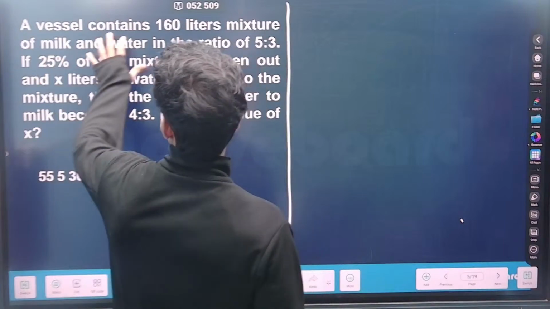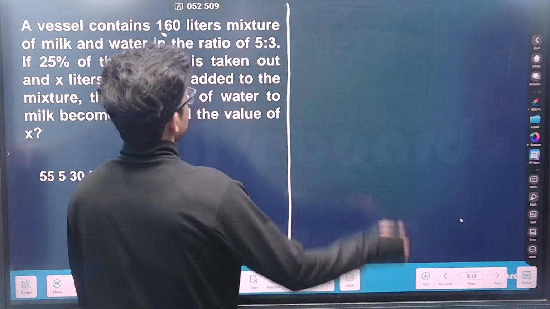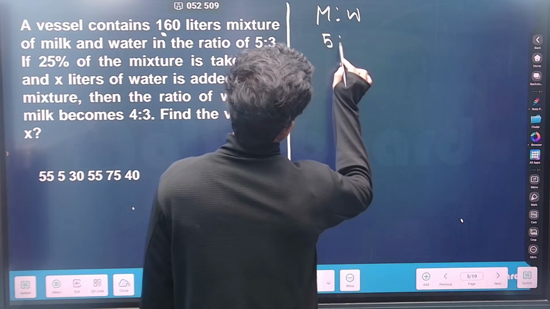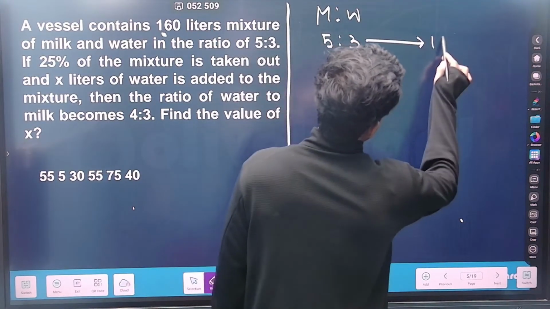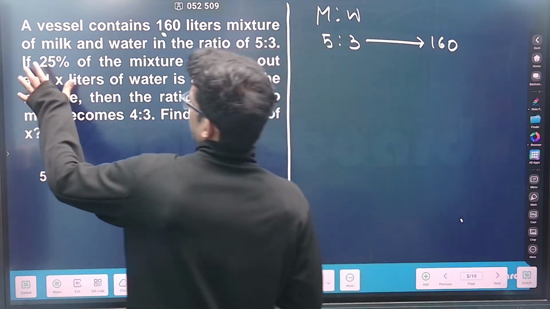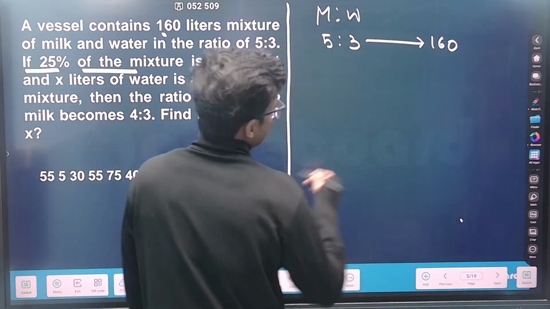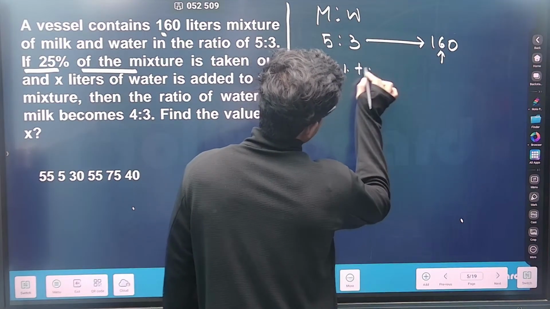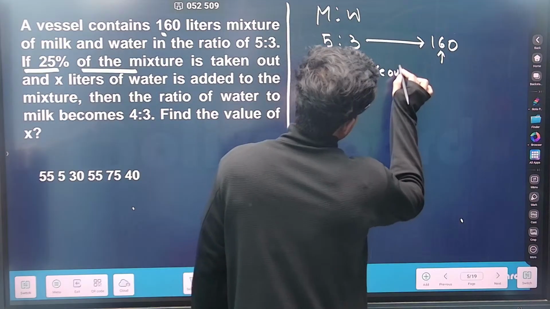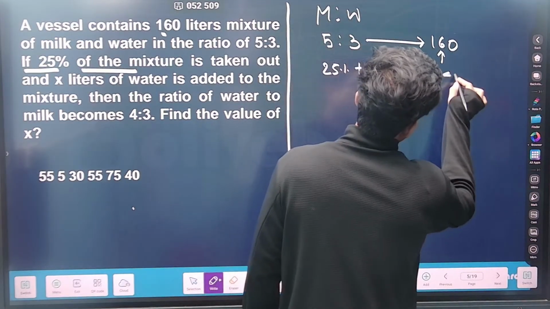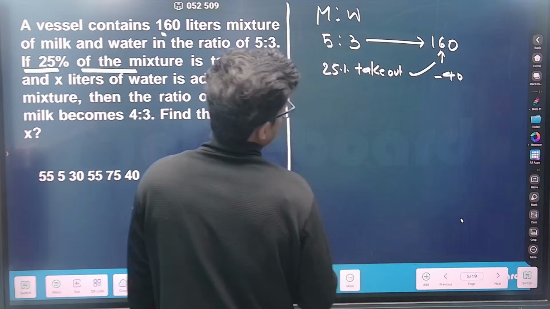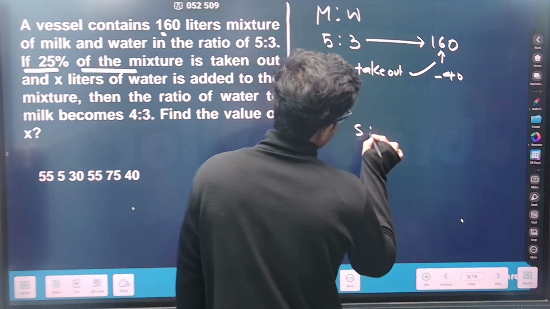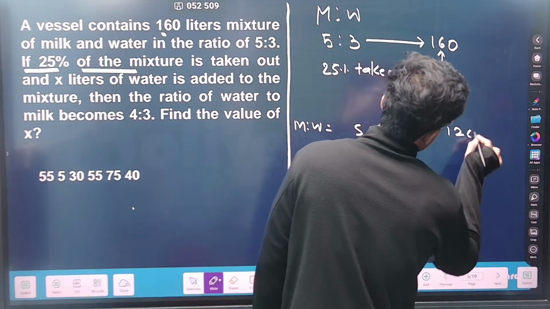Now, come on. A vessel contains 160 liters of a mixture of milk and water in the ratio, so the milk and water ratio is basically 5:3, can I say? Yes. And the total is 160. If 25 liters of mixture is taken out, meaning 25% of this, 25% of this would be minus 40. After taking out, the ratio of milk to water will remain 5:3 only, na? So this is basically 120 kgs total.